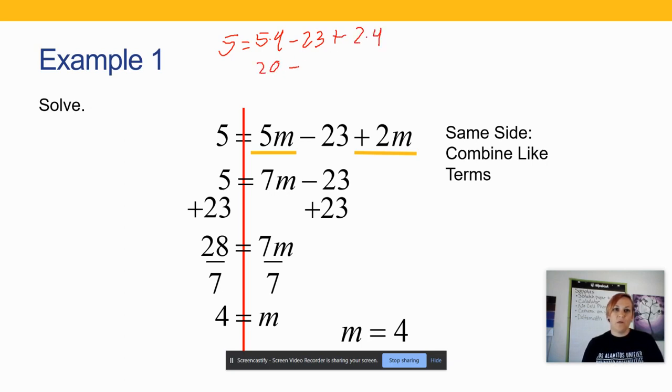So that's 20 minus 23 plus 8. We're going to start with 20 minus 23, which is negative 3, and negative 3 plus 8, that's the same as 8 minus 3, and that is equal to 5. So we did good. We got the right answer.